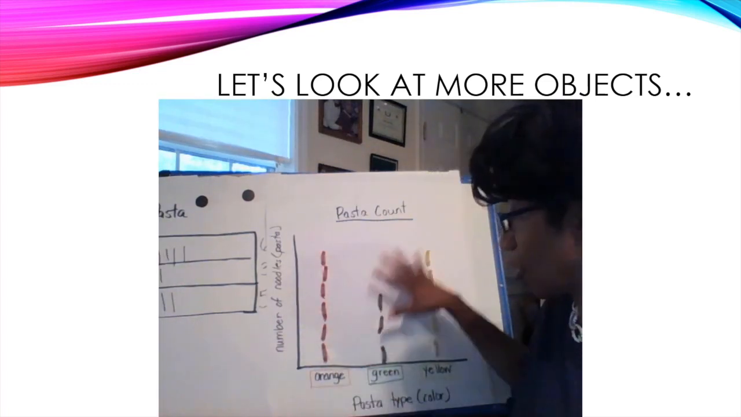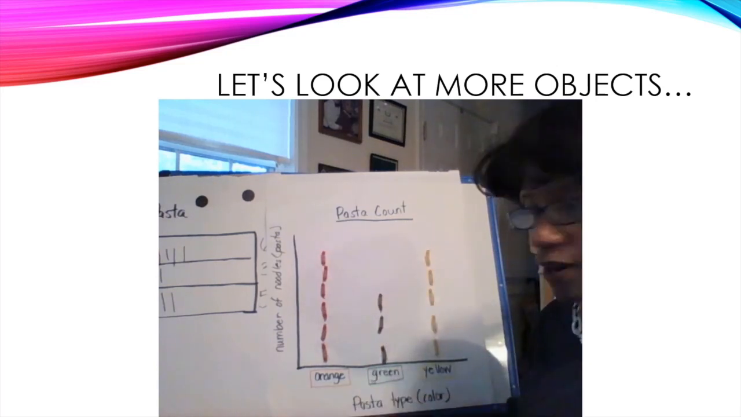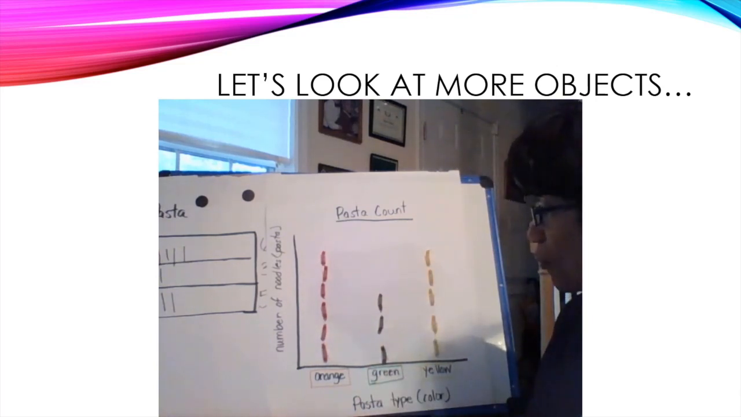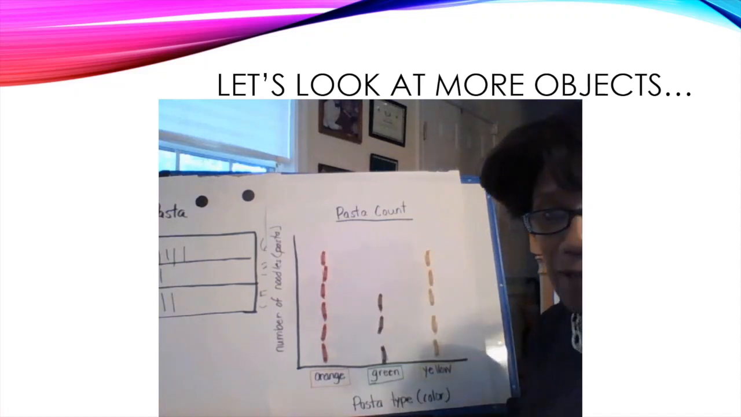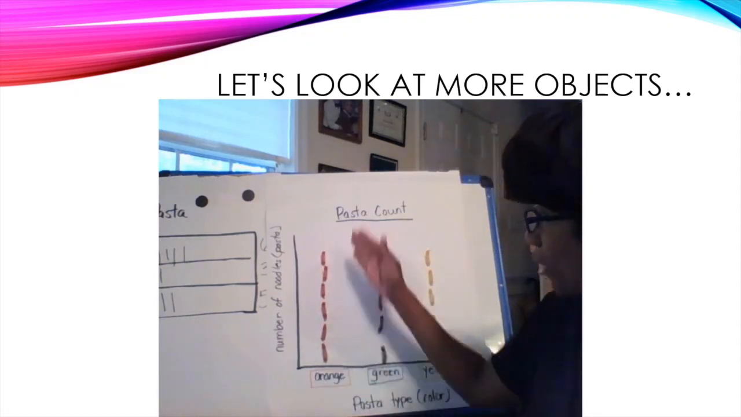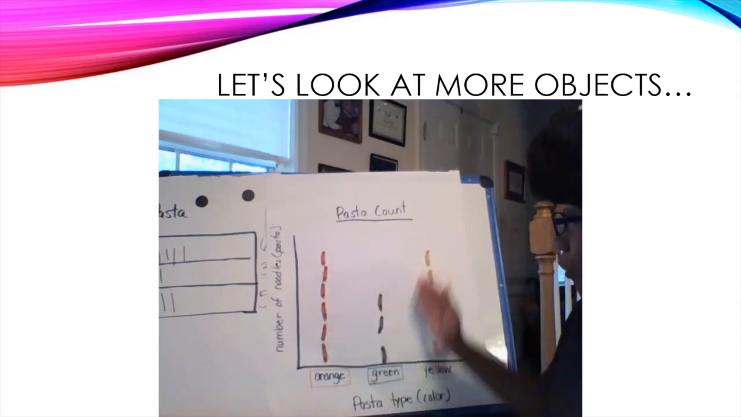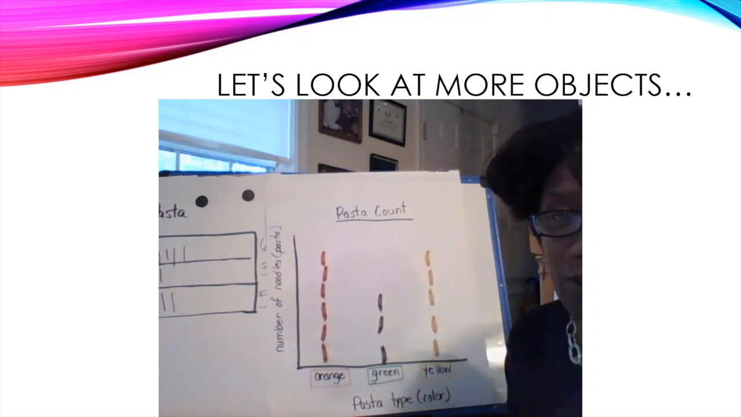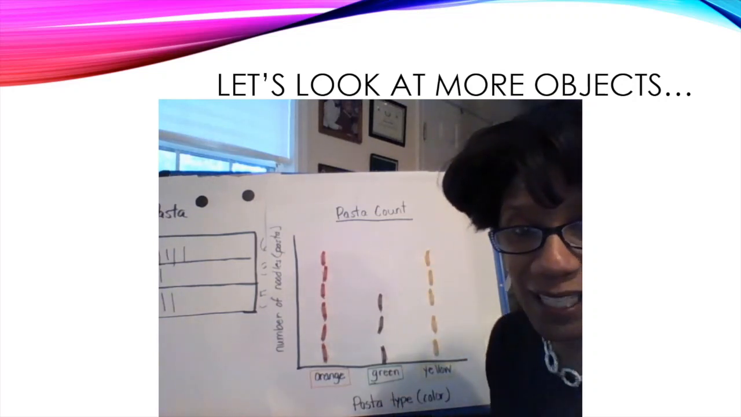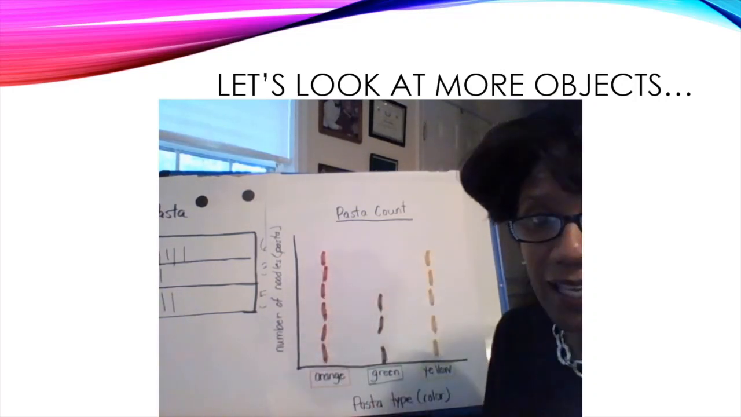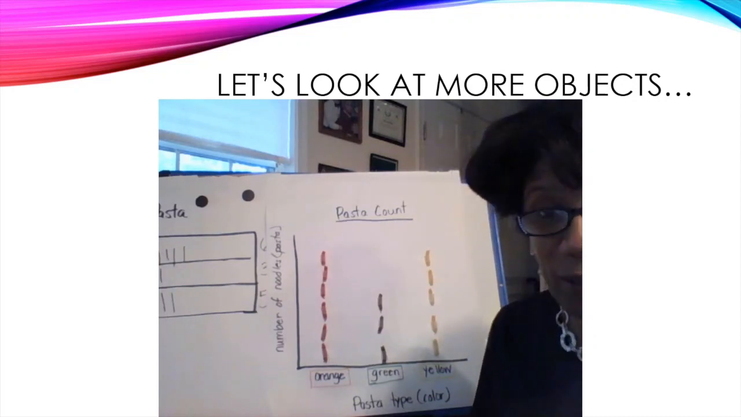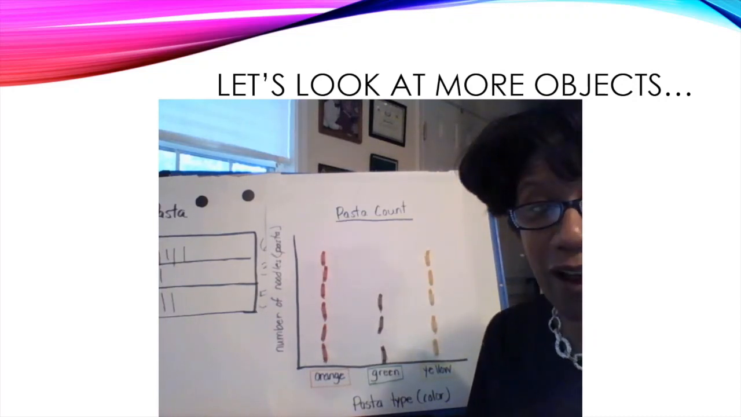Now we have all of our pasta on our graph. So now we have our pasta object graph completed. So we can look at our object graph with our pasta, and we can determine the data has been collected and organized on our graph. Those are our object graphs today.